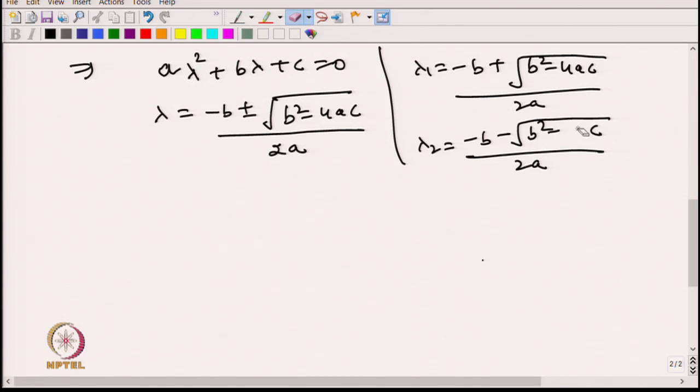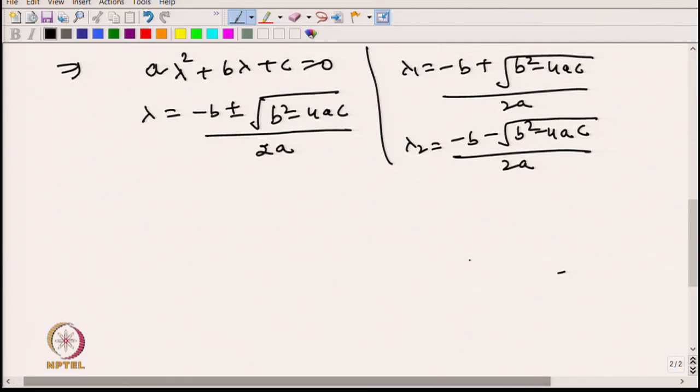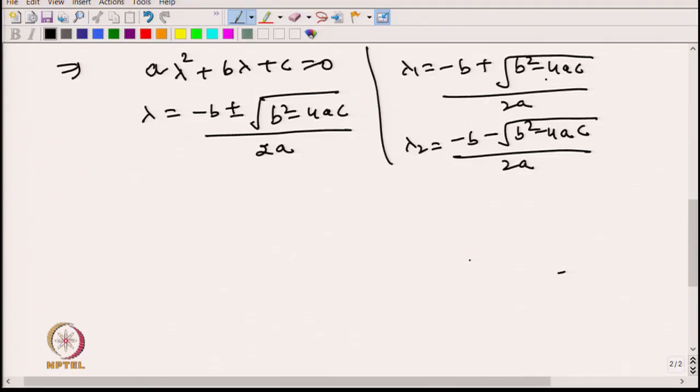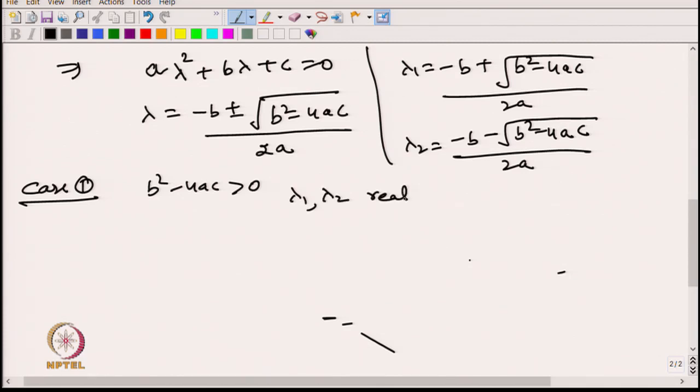So, I am going to have two roots. Now, depending upon the factor b square minus 4ac, the roots will be real, distinct, complex or repeated. So, I will take case number 1. When b square minus 4ac is positive, I will have two roots, lambda 1 and lambda 2, and these will be real and distinct.